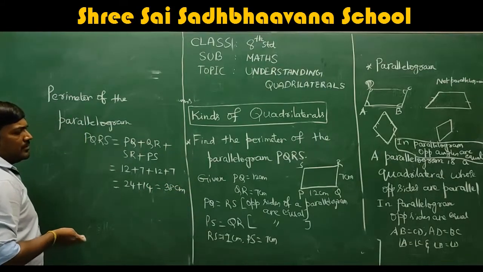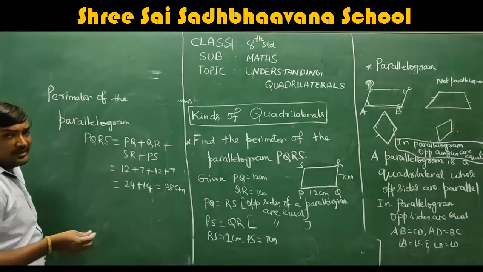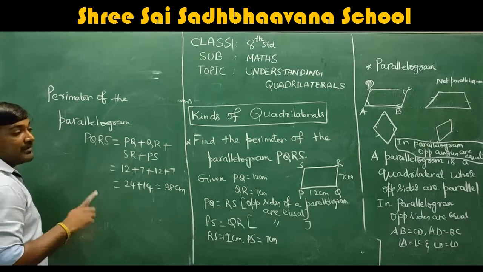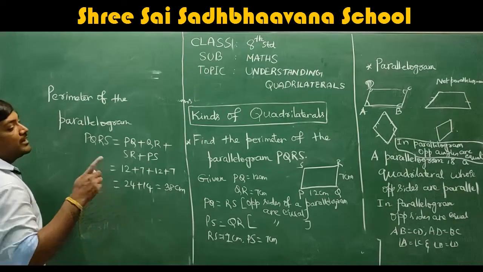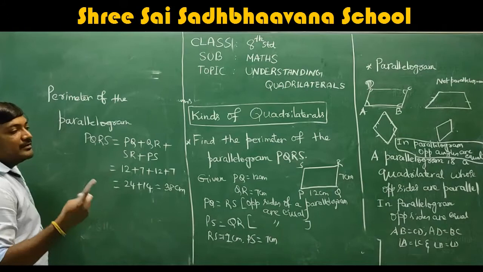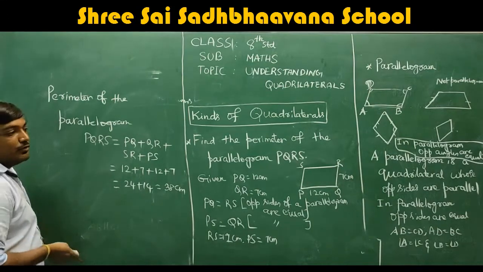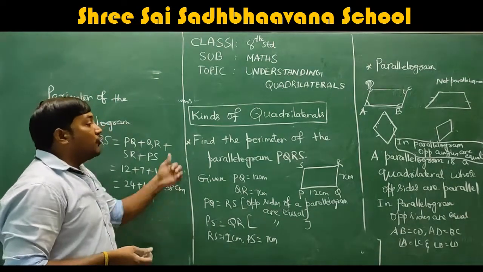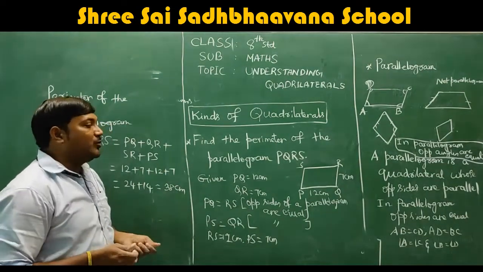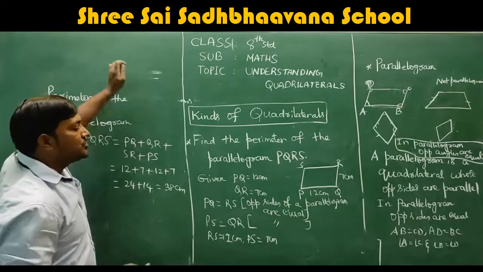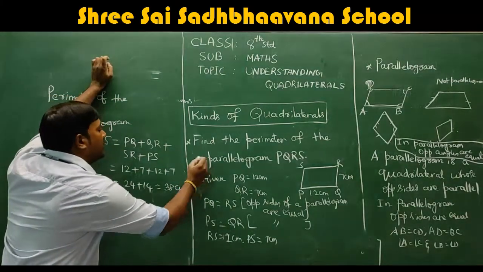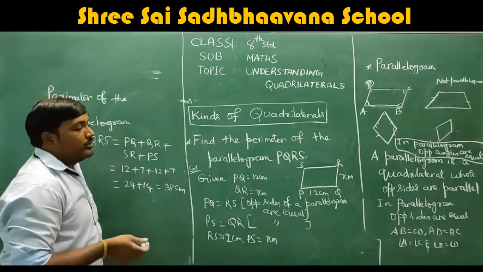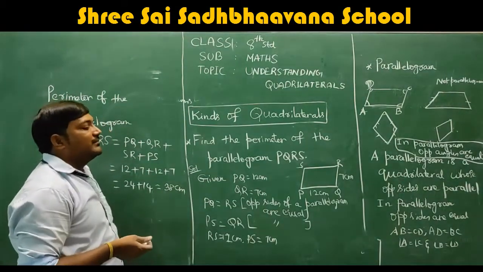It's very simple. What we did, we just added all the sides. And we used the property that opposite sides of a parallelogram are equal. So obviously PQ and SR are equal, and PS and QR are equal. We just used that property. Okay, let me explain this once again. Find the perimeter of the parallelogram PQRS. So what is given? Solution. Given PQ is equal to 12 centimeters. It is there in the sum itself. And QR they have given as 7 centimeters.